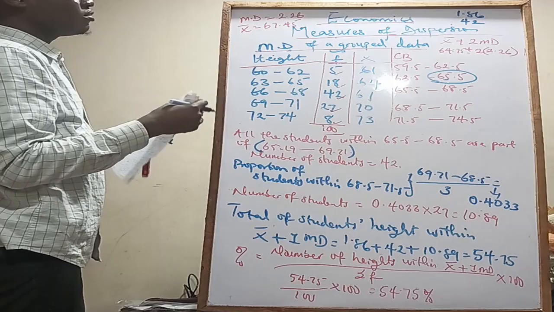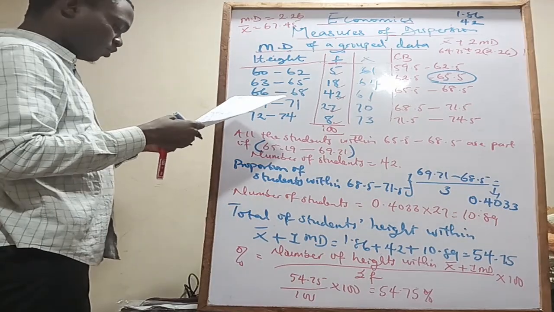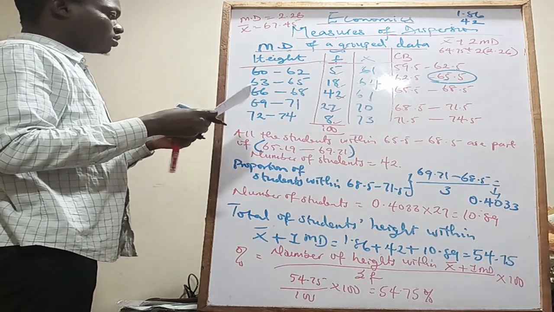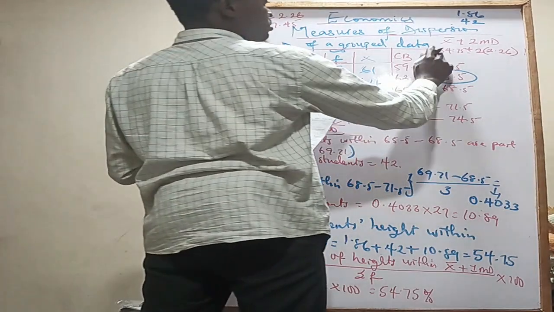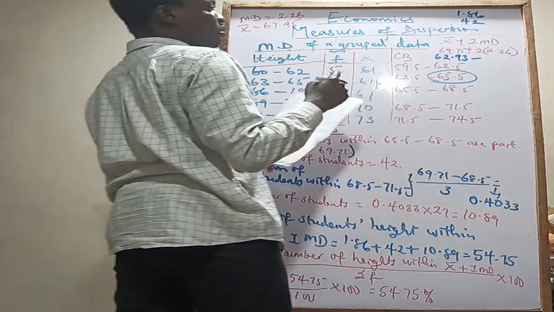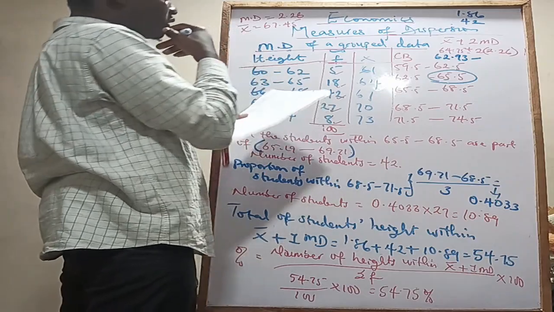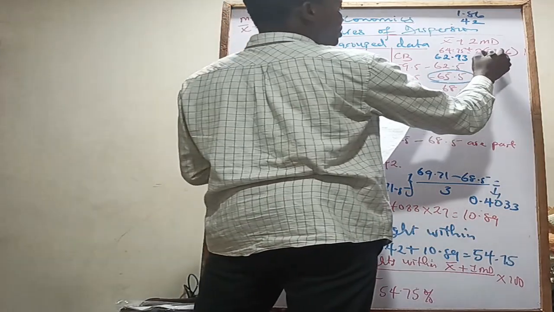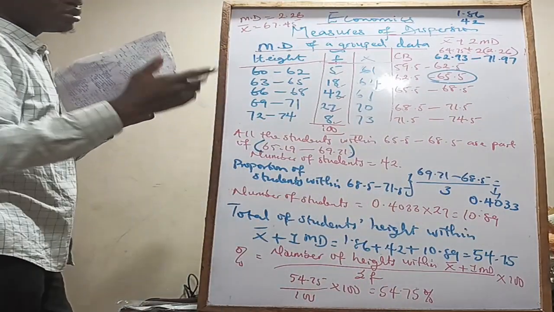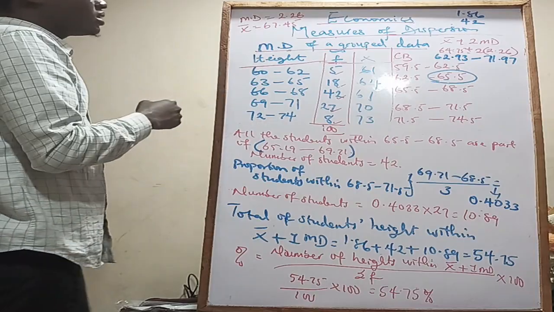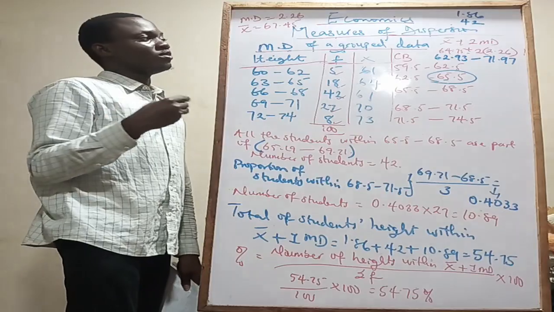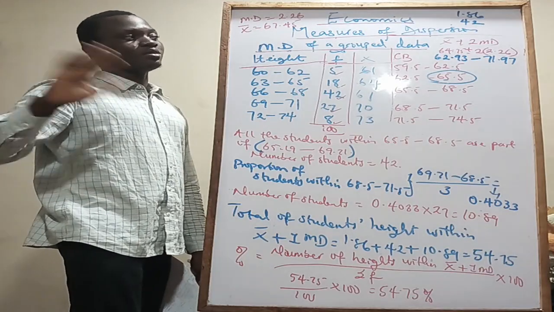So 64.75 minus 5.52 gives you 62.93, and 64.75 plus 5.52 gives 70.27. This is going to be the new interval that I'm going to be working with. The one for mean plus or minus 2 mean deviations, and the one for mean plus or minus 3 mean deviations, we are going to do as an assignment. That needs to be your assignment.